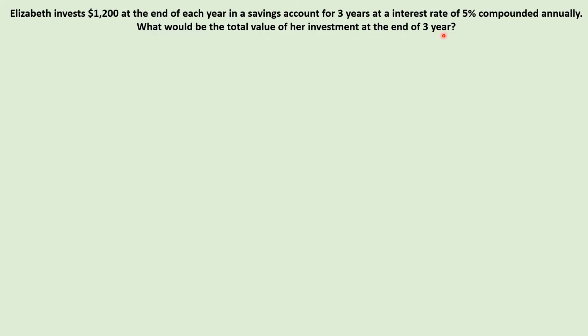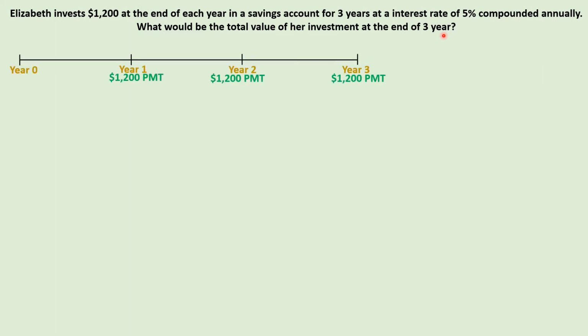Again, with any time value of money question, the first thing we have to do is draw out the timeline. When we draw out the timeline, we see that she's making a payment, or in this case, an investment of $1,200 at the end of each year, starting in year 0. So at the end of year 0 and beginning of year 1, she's made a $1,200 installment. In year 2, she's done that again. In year 3, she's going to do that again. So what we need to find is just the future value of each of these $1,200 to see the total value of our investment.